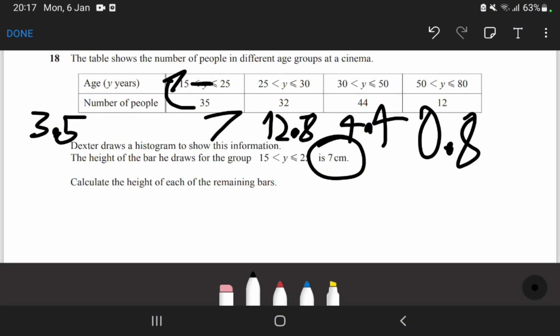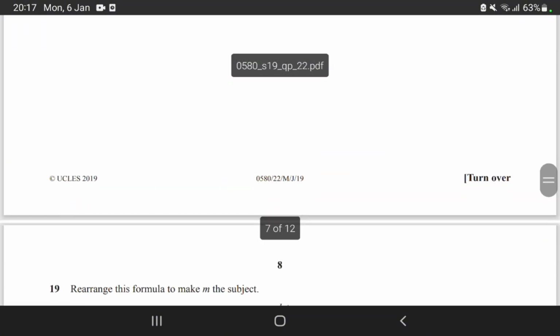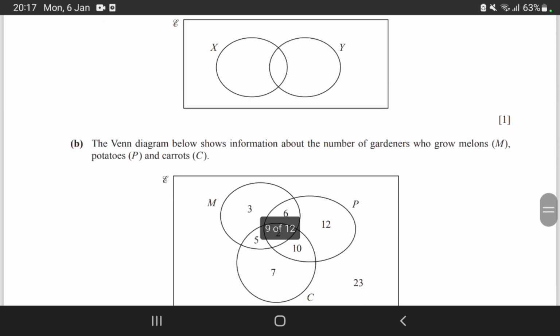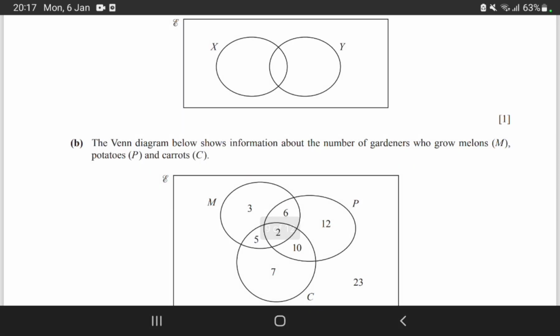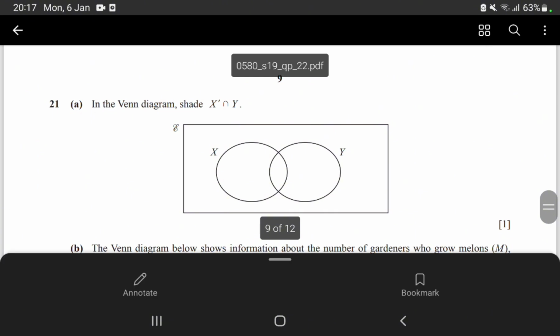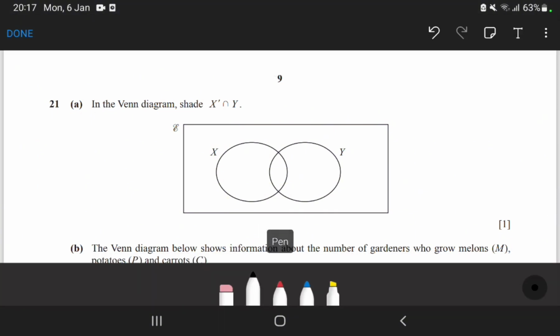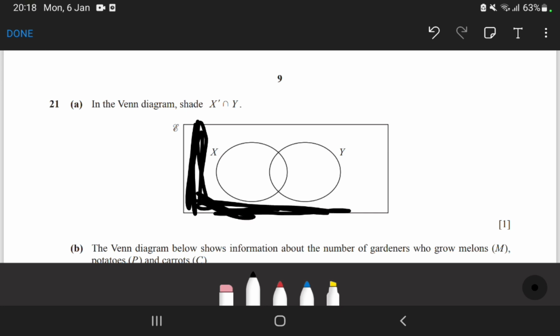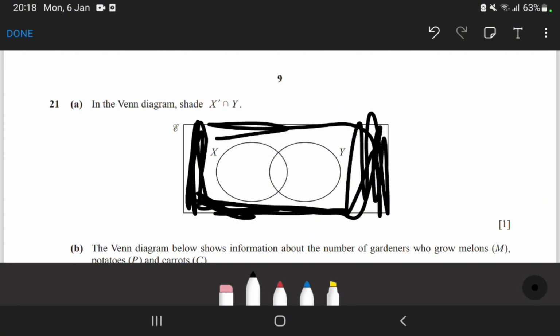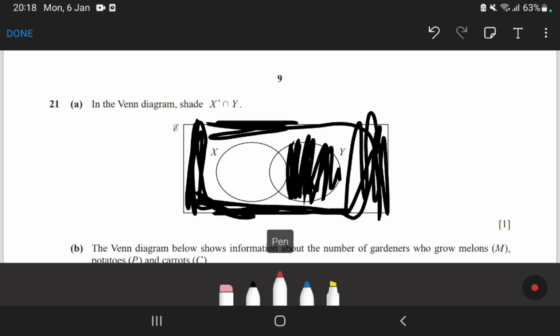Okay, for the last question of this video, we're going to be doing number 21. So X prime is going to be in black, pretty much everything that is not X, intersection Y, and let's say that Y is red. And we're just going to make it obvious that this part, the one with both red and black, is the answer for A.